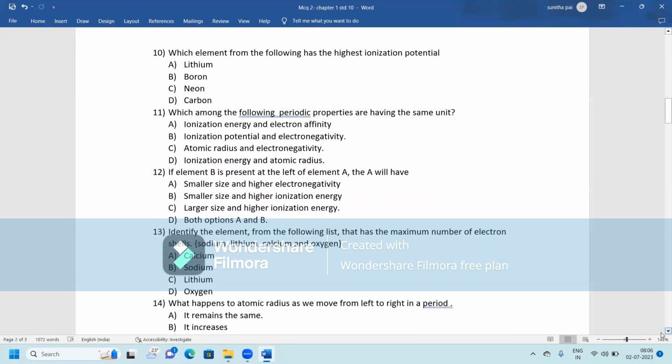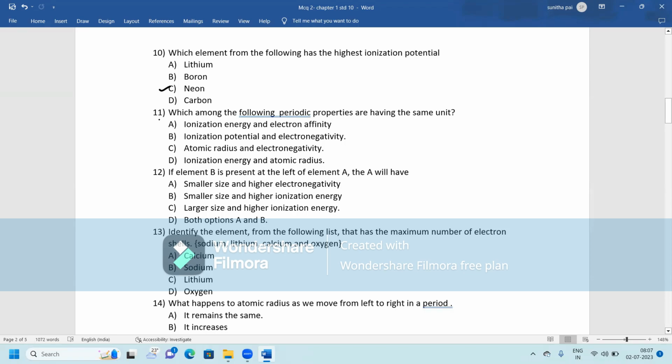Which element from the following has the highest ionization potential? Which element has the highest ionization potential? Once again, ionization potential will be maximum for non-metals and noble gas, if any, present. Lithium, boron, neon, carbon. Carbon is a non-metal, but I'm finding a noble gas there, neon, and neon has the maximum ionization potential. It is difficult to remove the electron from any noble gas.